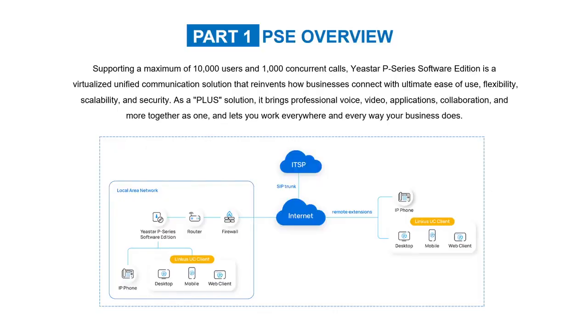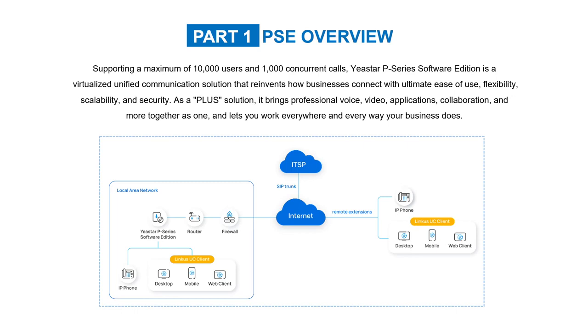First things first, guys, let's take an overview of the P-Series Software Edition. Like I said at the very beginning, this is totally different, especially compared with our hardware solution, the appliance edition. You will have a fully virtualized solution, which means you don't need any hardware. You will just get this software installation pack from Yeastar, fully virtualized, and deploy it on your own server. This server could be a VMware virtual machine, or a solution based on the public cloud, like AWS.